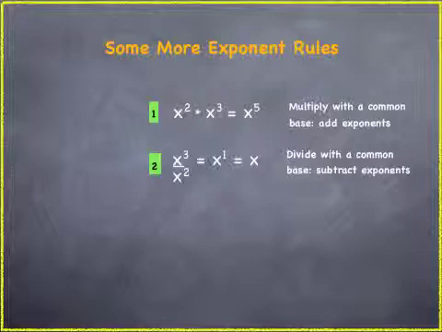In item 2 we have a common base. Again, x is our base. The difference is here we're dividing. So when you divide common base, you subtract exponents. So you wind up with 3 minus 2 and you get 1.